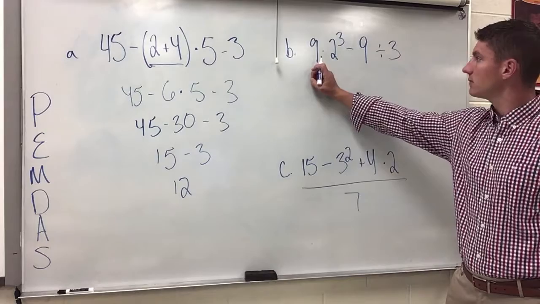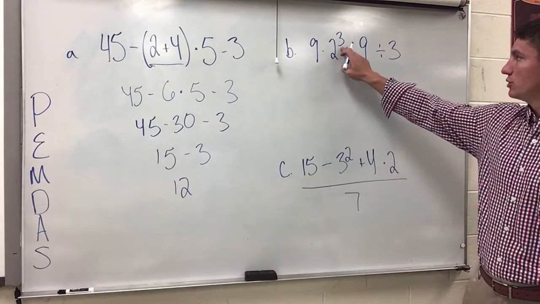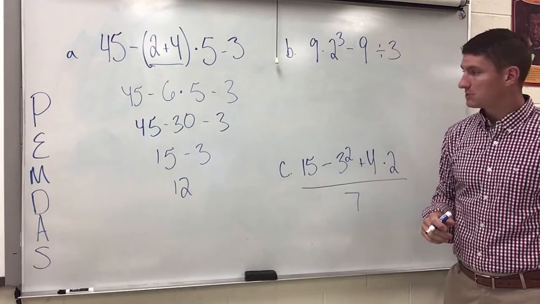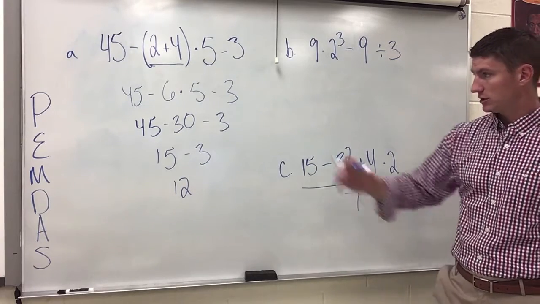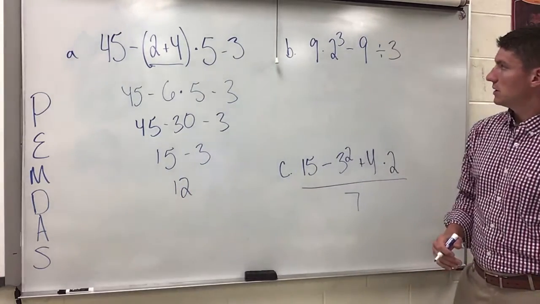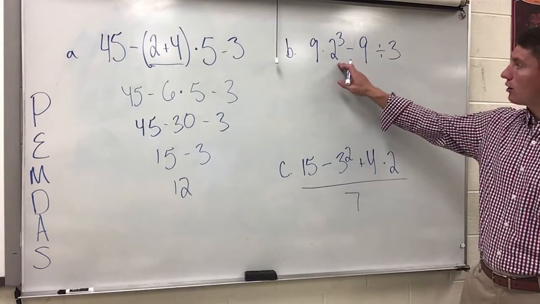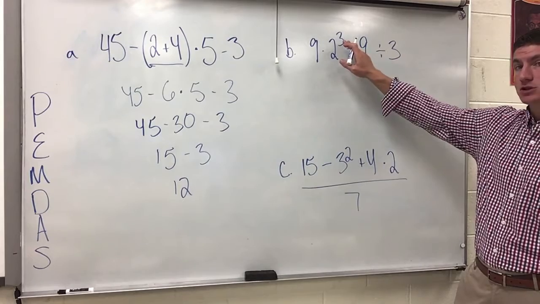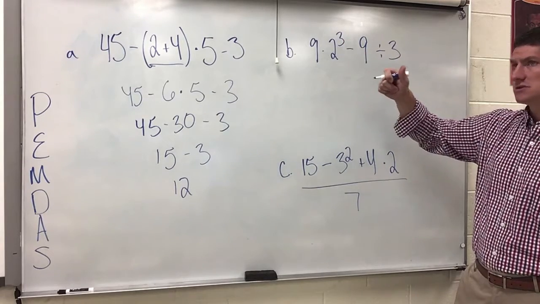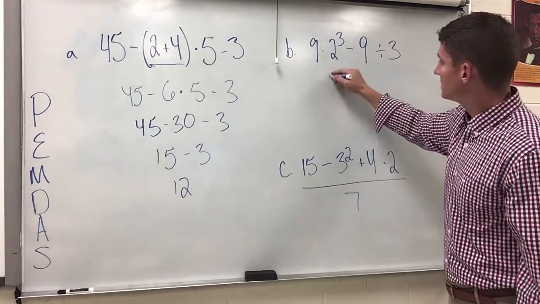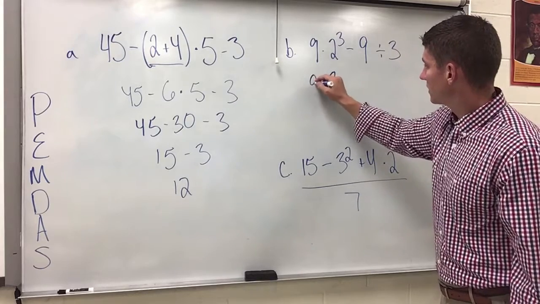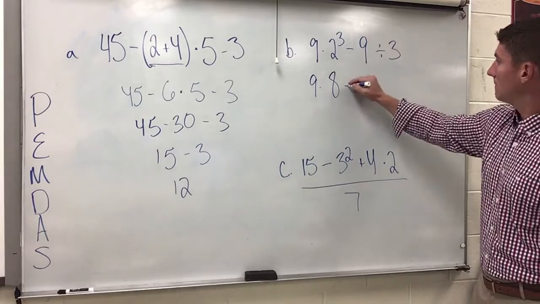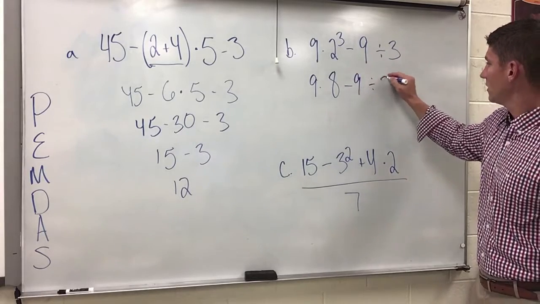Letter B, 9 times 2 to the third power, minus 9 divided by 3. Using my parentheses, exponents, multiplication, division, addition, subtraction, PEMDAS, I'm going to use my exponents first because there are no parentheses. 2 to the third power is written out as 2 times 2 times 2, which is 2 times 2 is 4, times 2 is 8. I would write that here. Keep the next term and its multiplication there. Minus 9 divided by 3.